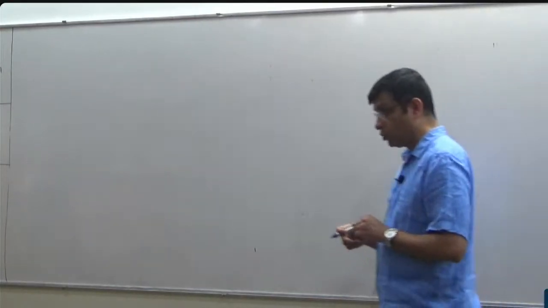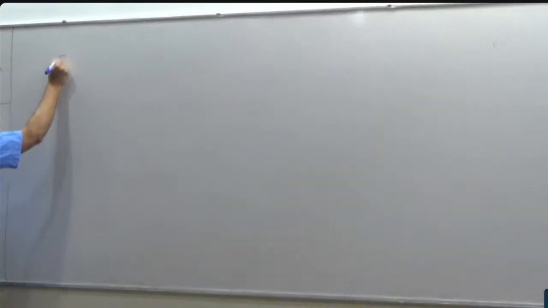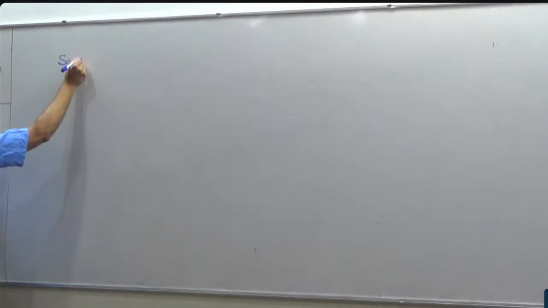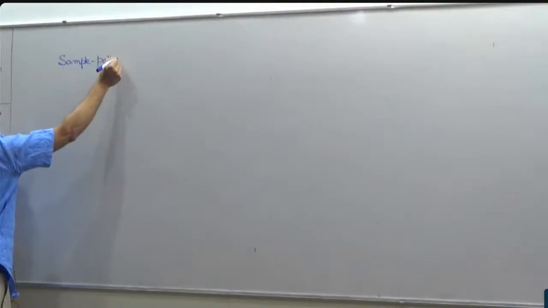All right, let's get started. So, what we are going to do right now is try to get sample path bounds on approximation error.